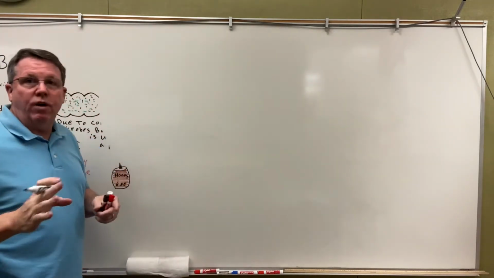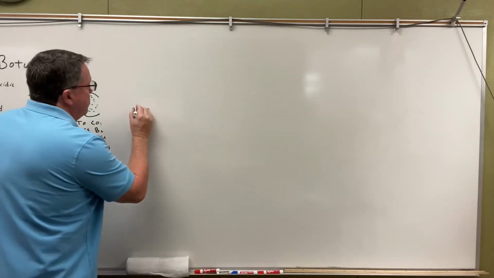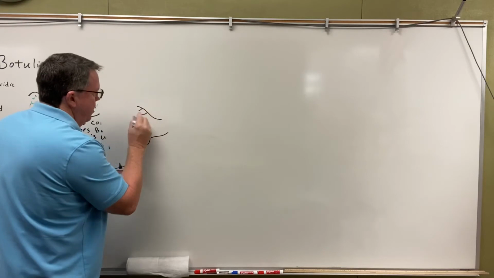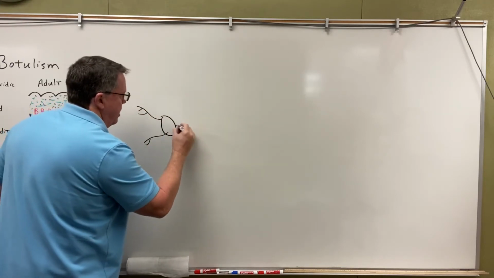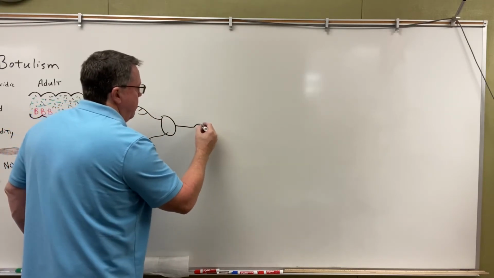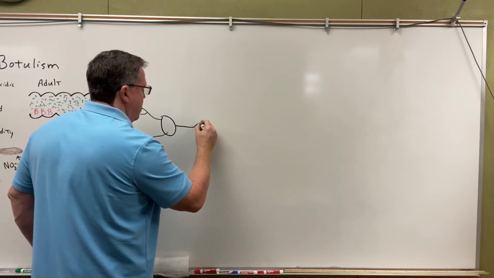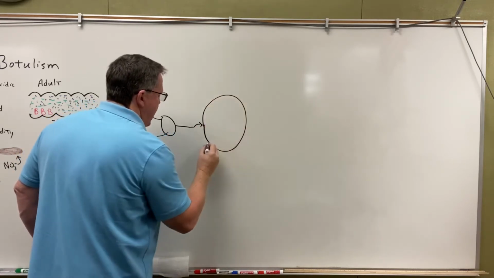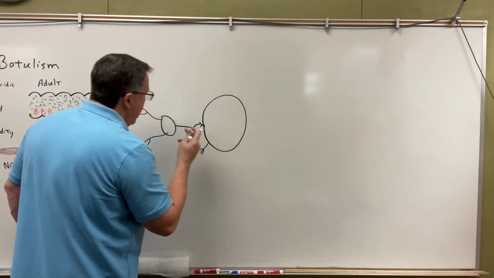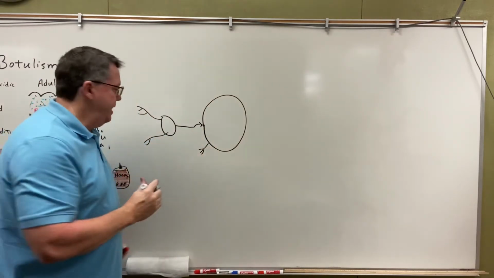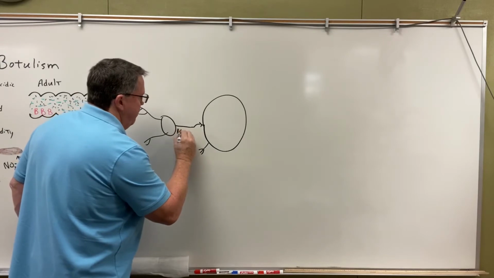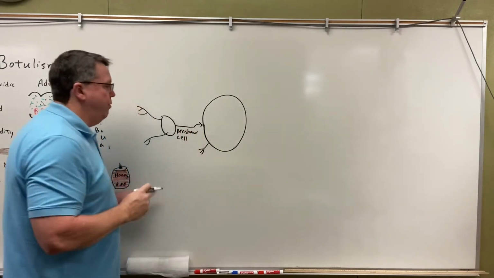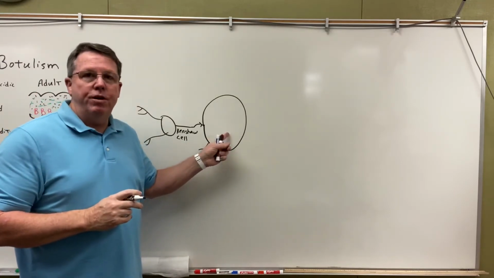Before I even draw that, there's something else I forgot to draw. I'm going to draw this one kind of small because I'm not really too concerned about this. And then it's going to go out to my alpha motor neuron. If you remember when we talked about tetanus, we called this here a Renshaw cell. What Renshaw cells were responsible for was inhibiting my alpha motor neuron.